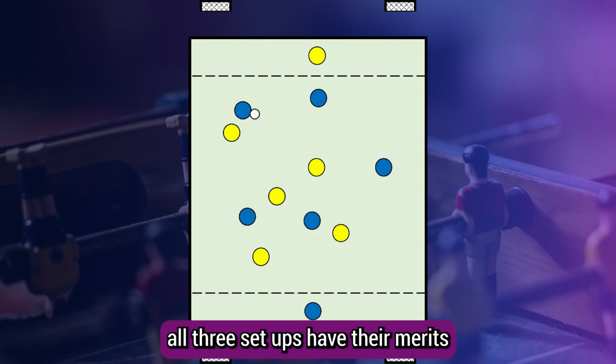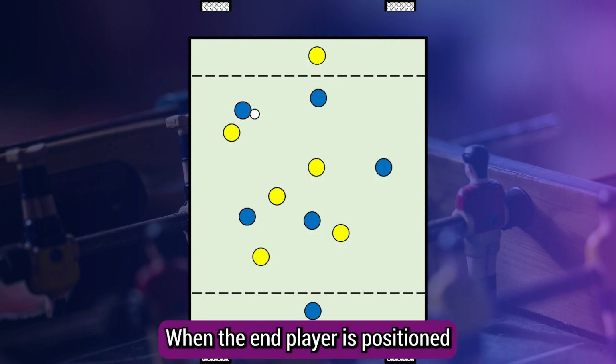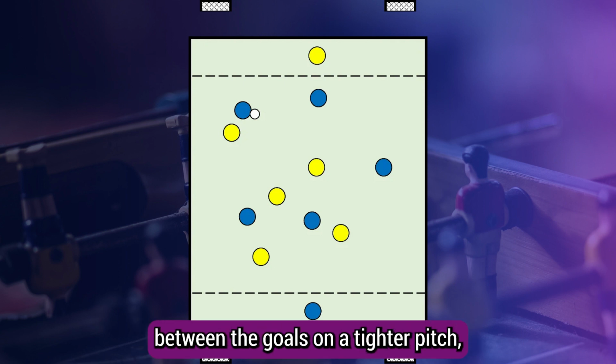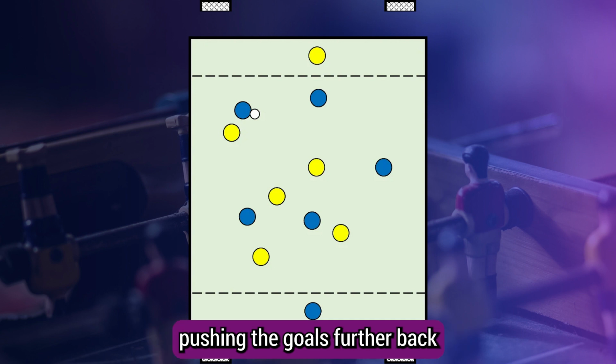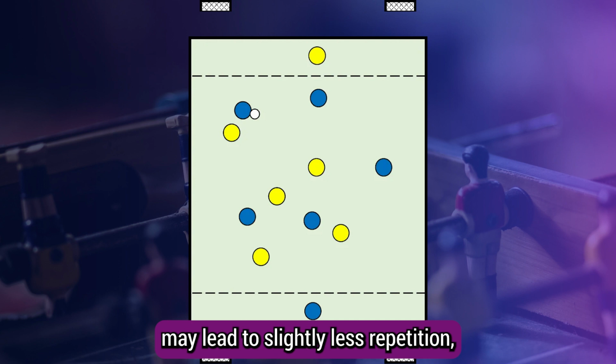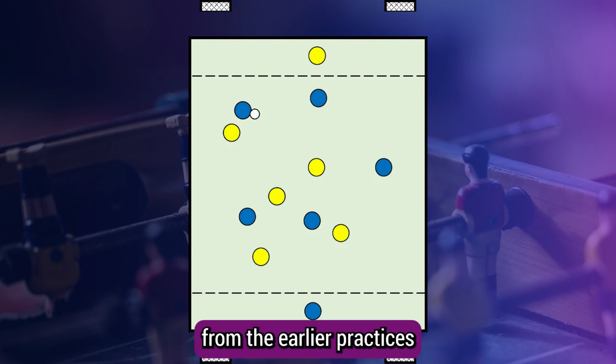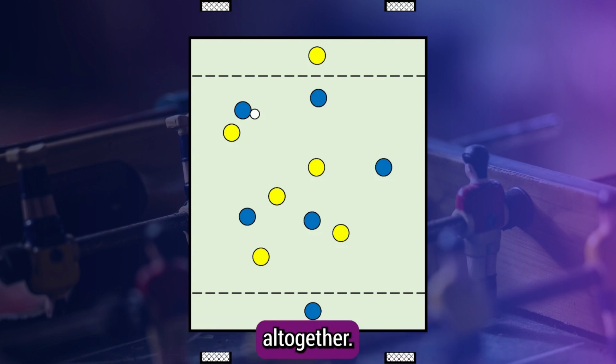All 3 setups have their merits, with more repetition of forward passes and third player movements when the end player is positioned between the goals on a tighter pitch. Pushing the goals further back and allowing more movement for the end player may lead to slightly less repetition, but with added realism of a longer final pass. Moving the goals back could be a progression from the earlier practices, or an entirely different practice altogether.